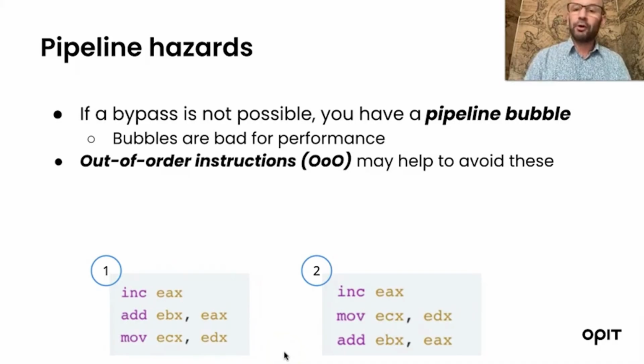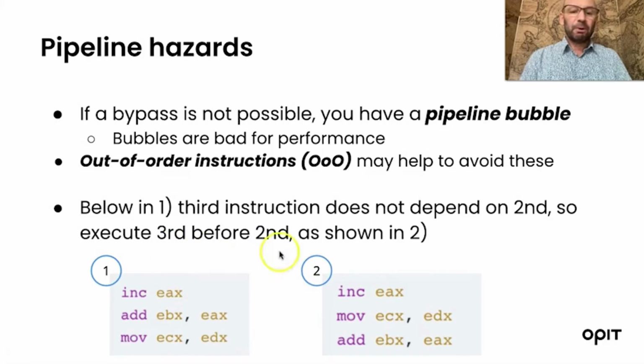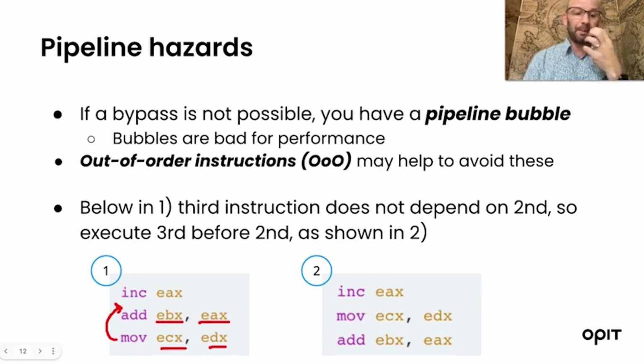So we can do what's called out of order instructions that may help to avoid these. In these two particular examples here, this third instruction does not depend on the second instruction. So if we're waiting for this instruction to execute, but it has not yet completed, what we can do is move this bottom instruction up in the sequence and do that processing before this add instruction is completed.